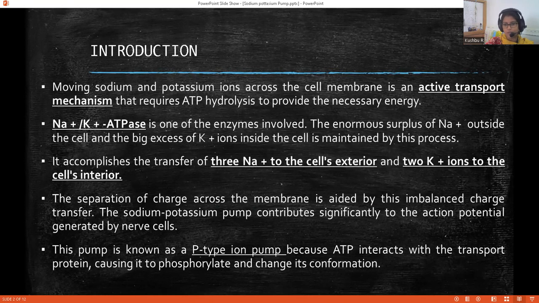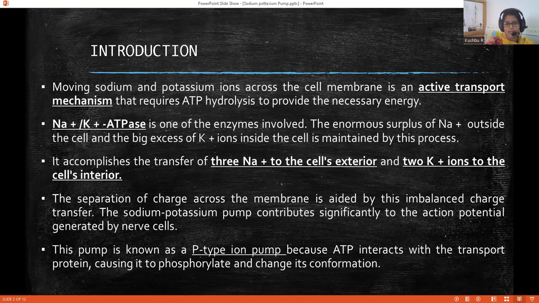It is an active transport mechanism which works in the presence of ATP molecules. This sodium potassium ATPase enzyme facilitates the diffusion of nutrients into the cell. As there is an enormous amount of sodium inside the cell that has to be released outside, potassium should be brought inside the cell.